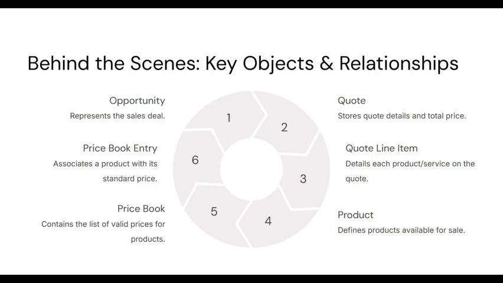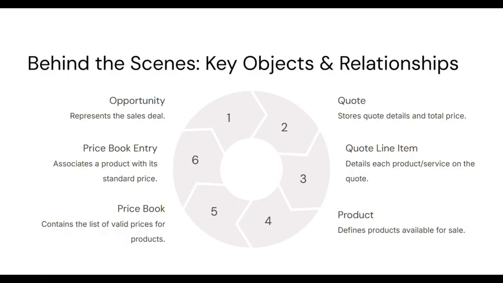Next we have price book entry. This is the link between product and the price book, basically saying the product costs 5,000 in this price book. Like if we are saying a product like a router is meant to be sold in the north region at 3,000, but in the south it will cost 2,500. This is what a price book entry is. For the same product we can have different pricing using price books.